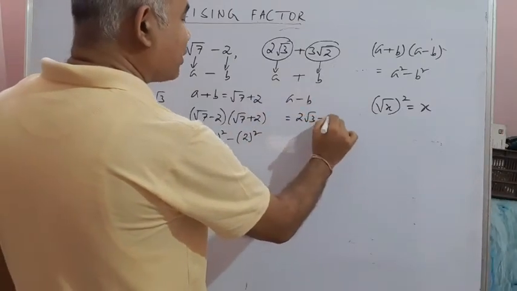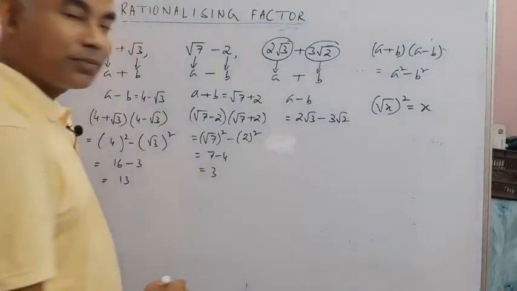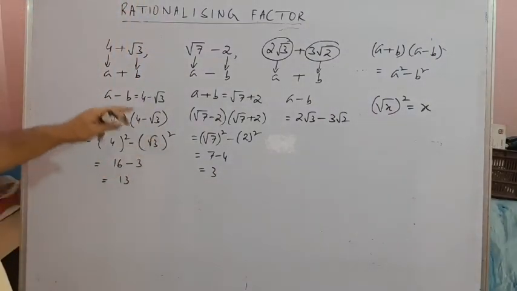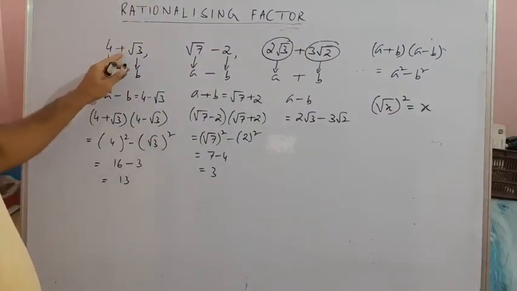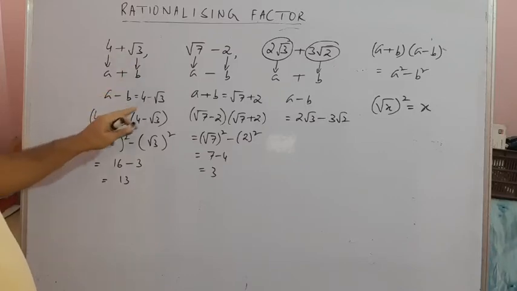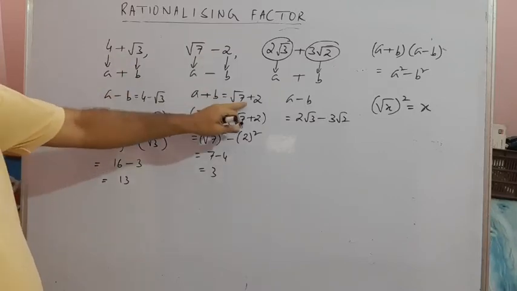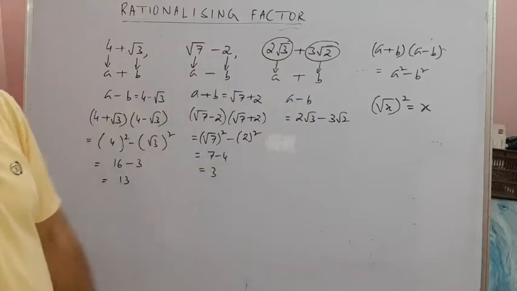So in this example, what is A minus B? It is 2 root 3 minus 3 root 2. Okay, that means you see here, I just change the sign of the second term. If it is plus, then I write here minus. If it is minus, I write plus. If it is plus, again I write minus.